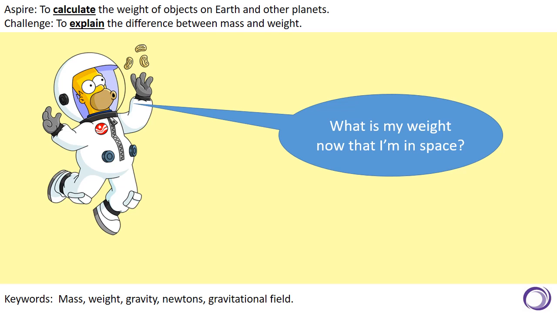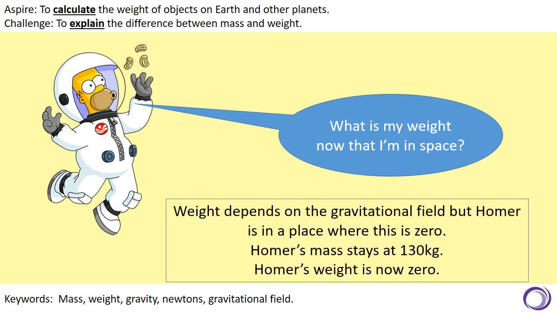So what's Homer's weight now that he's in space? Weight depends on the gravitational field. So if Homer's in the middle of space, not near a planet, not near anything that's got any mass, the gravity will be zero. If the gravity's zero, he's got no weight, he's weightless. So his mass stays at 130 kilograms, but his weight is now zero.